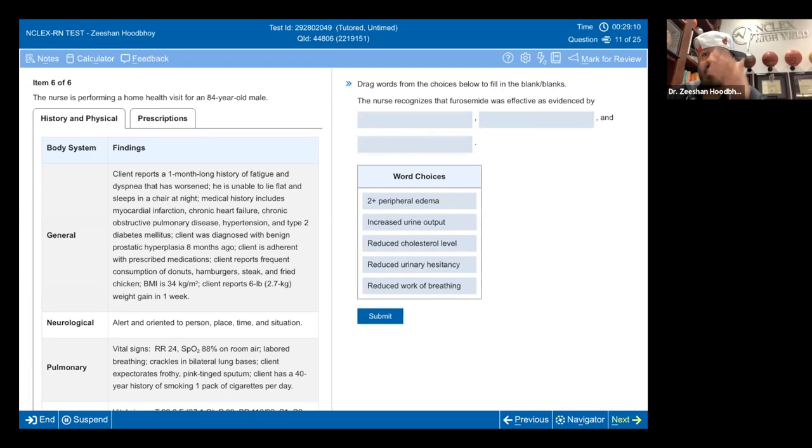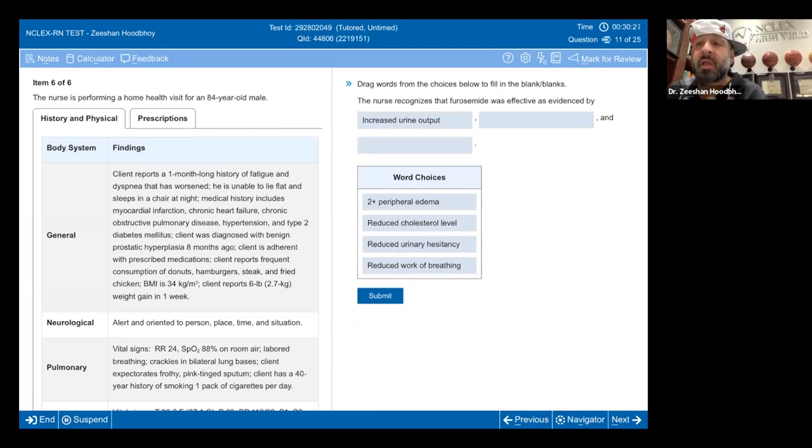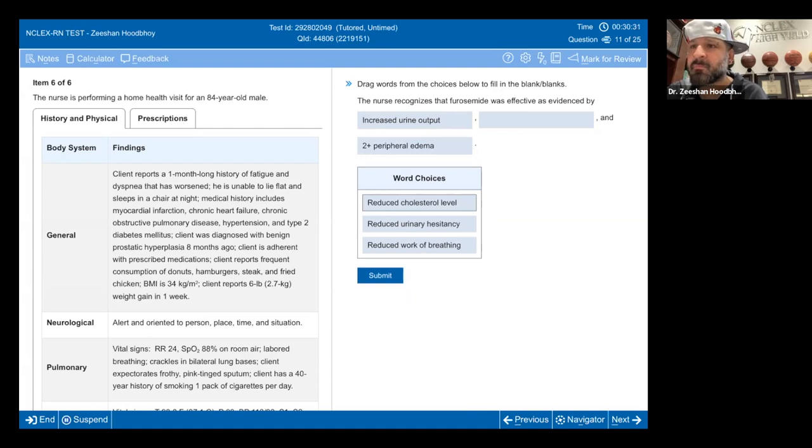All right, last one. All right, this is drag and drop. So you've got 5 word choices, only 3 of them are going to be filling in the blank. The nurse recognizes that furosemide was effective by what? 2+ peripheral edema? 2+, yeah, because it went down, right? I would say so. So increased urine output, yes, because we're getting them to diuresis. We said the 2+ peripheral edema, correct. Cholesterol being affected by furosemide? No. Reduced urine hesitancy? Or reduced work of breathing?